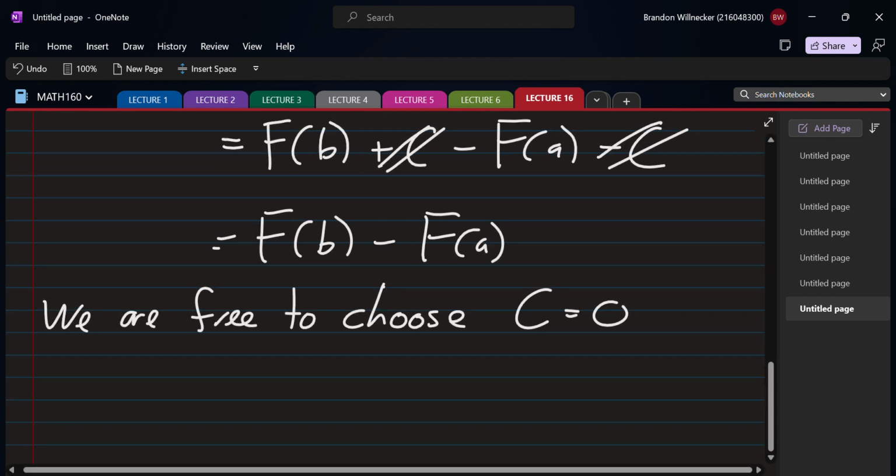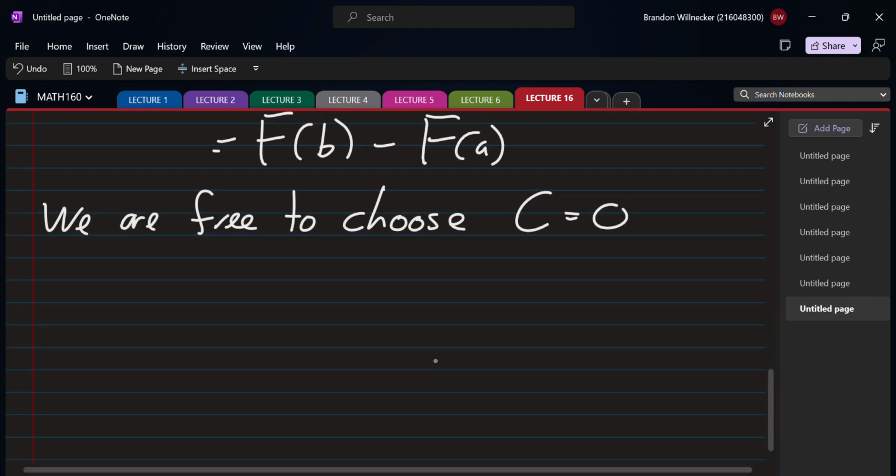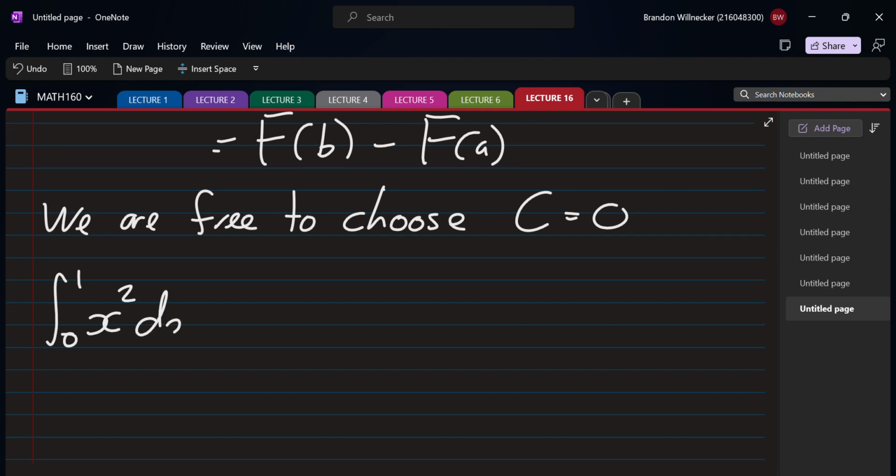Okay, so let's have a look at an example. We're going to do this problem two ways, and hopefully we'll see that we get the same answer. We're going to calculate the integral from 0 to 1 of x squared dx two ways.